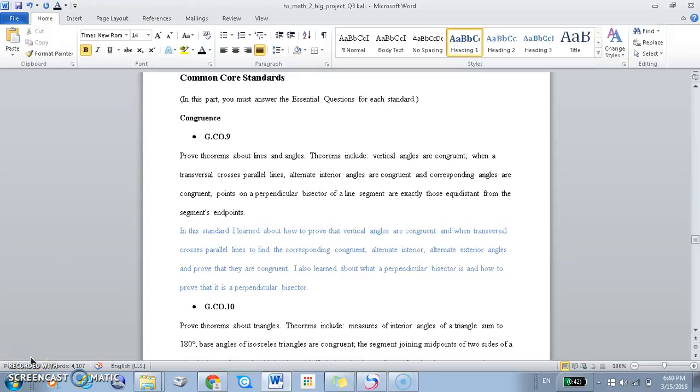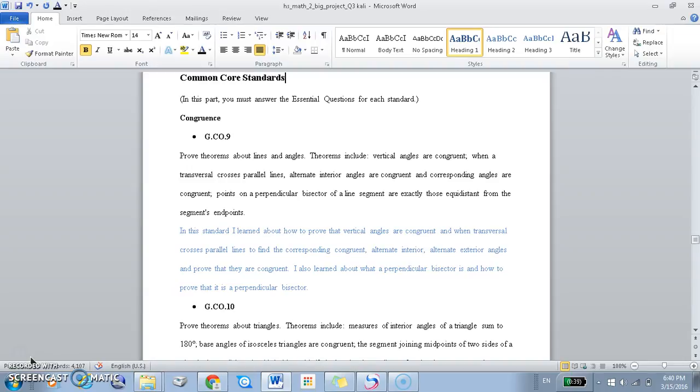So now I'll be explaining the standards that we took in quarter 3. The first standard is GC09. In this standard, I learned about how to prove that vertical angles are congruent, and when a transversal crosses two or more parallel lines, to find the corresponding and congruent angles, the alternate interior and alternate exterior angles, and prove that they are congruent.